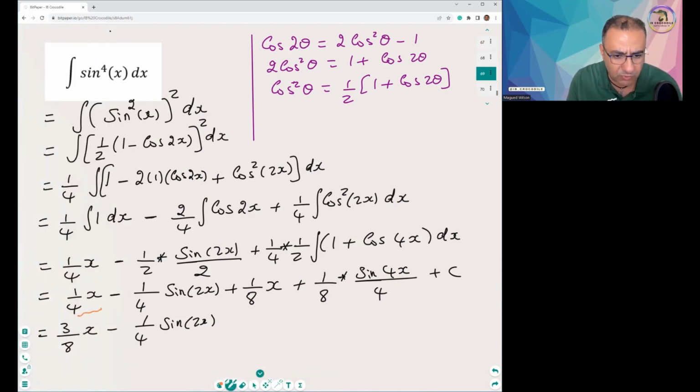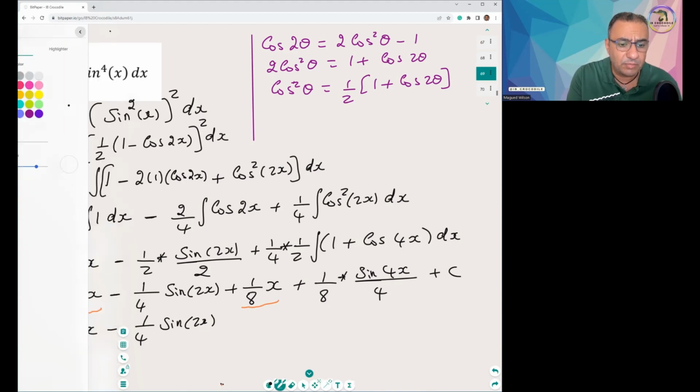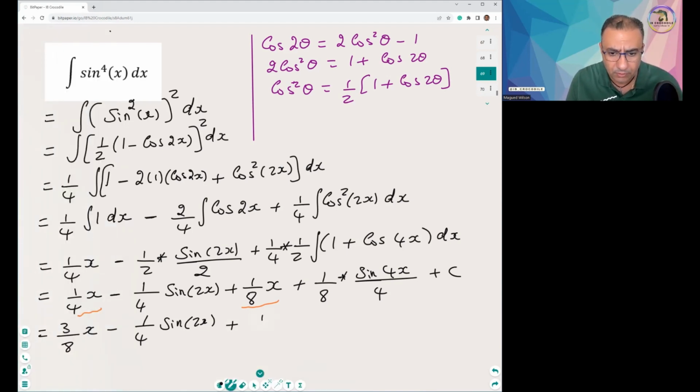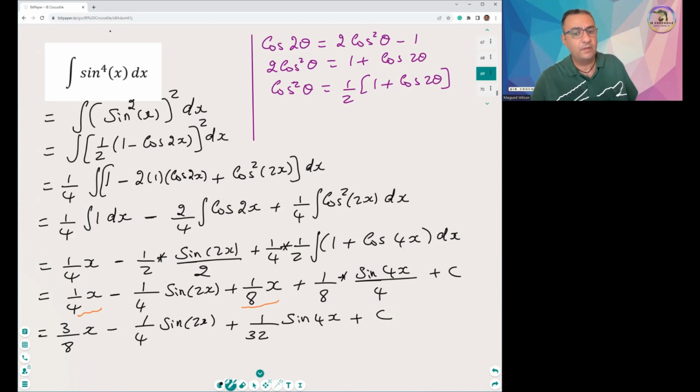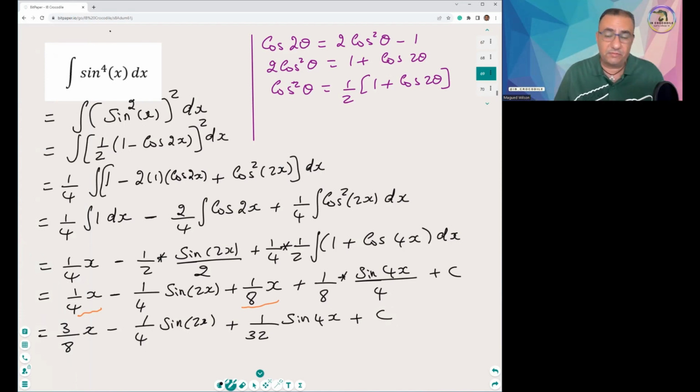So these two terms, 1/4x and 1/8x. So that's just 3/8, and then minus 1/4 sine 2x, and then plus 1/32 sine 4x plus c. Okay, so this is my second nasty integral today. Not very friendly, but now you know how to tackle this.